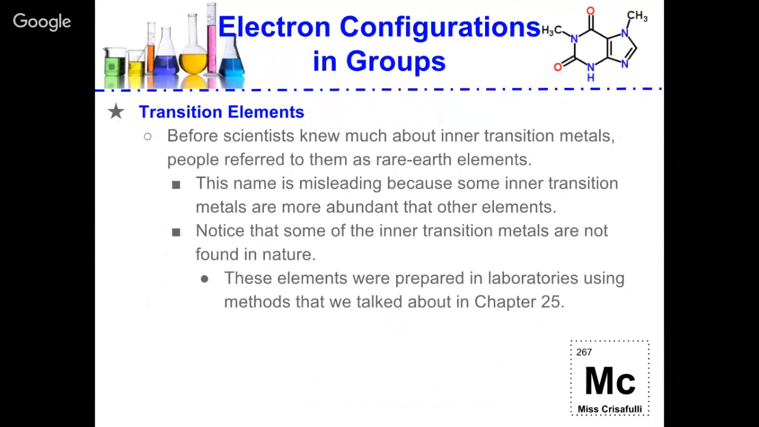Before scientists knew much about the inner transition metals, people referred to them as rare earth elements. This is misleading because some of the inner transition metals, like uranium, are more abundant than other elements on the periodic table. Notice that some of the inner transition metals are not found in nature. These elements were prepared in laboratories using methods that we talked about in chapter 5. Those are the ones on the back wall of my classroom that are outlined in black.